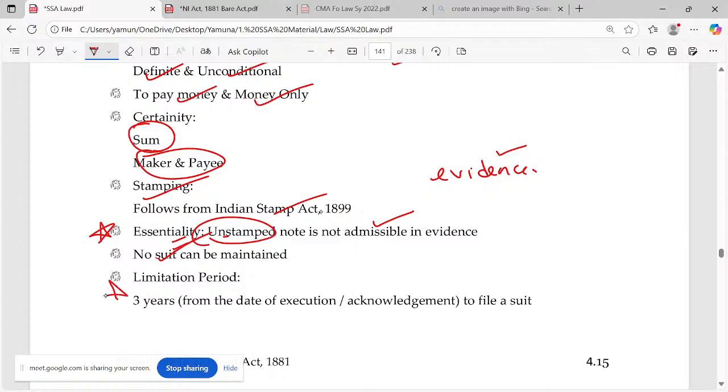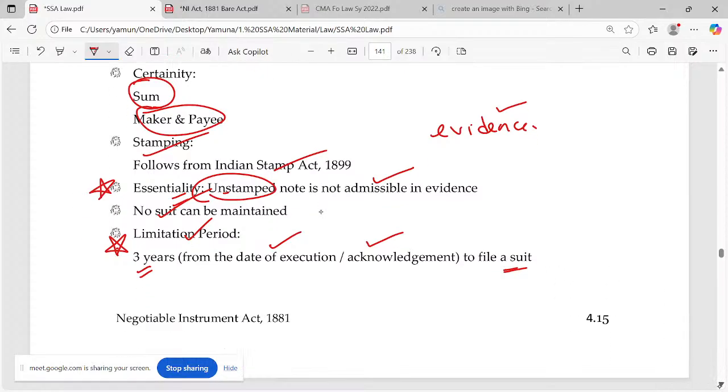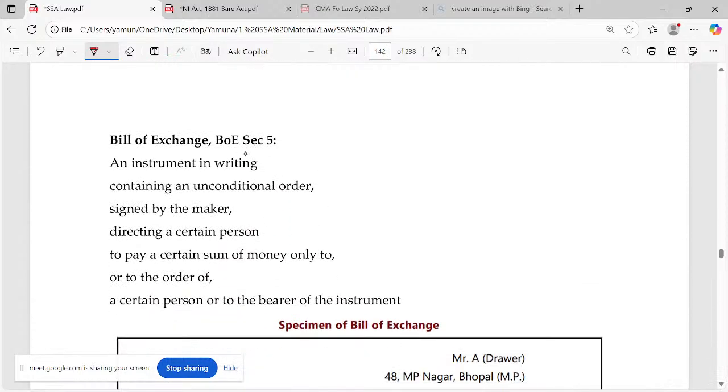And please make a note of the limitation period. Within limitation period means what? We have already dealt with it in the Indian Contract Act: time-barred debt, barred by the Limitation Act. So limitation period means within what time you can file a case. So there is a 3 years period of time from the date of execution or acknowledgement within which you can file a suit. Continuing, let me finish all these three, then I'll give you time.